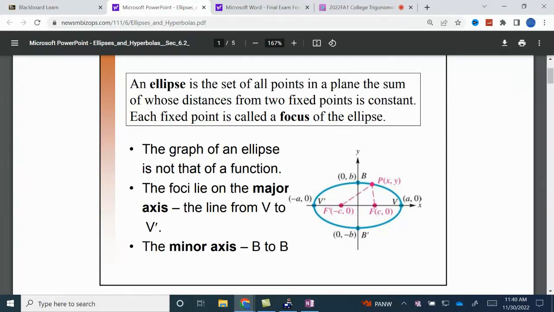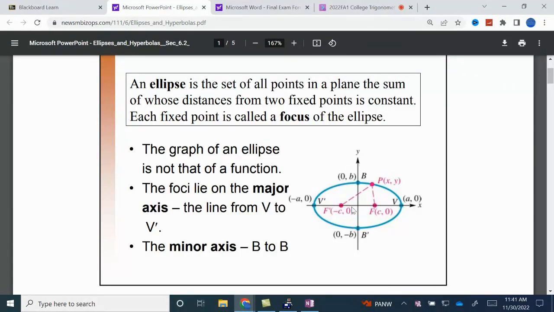The foci lie on what's called the major axis, and there's also a minor axis. If we take a look at the ellipse on the right-hand side, notice that the longest part of the elliptical shape is the major axis. On the major axis, we have the vertices and we also have the foci. The vertices are at plus or minus a comma 0, and the foci points are located at plus or minus c comma 0.